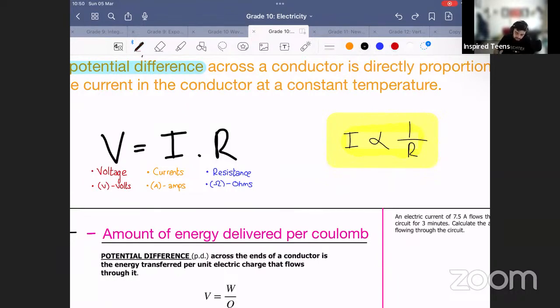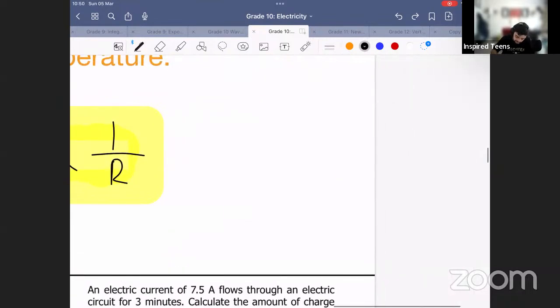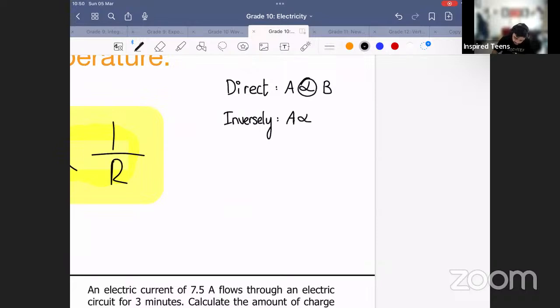I'm not sure if we discussed how to express direct and inverse proportion. For direct, you will say A is directly proportional to B. If you want to say A and B are inversely proportional, you will say that A is directly proportional to 1 over B. You use the same symbol, but instead of B, you say 1 over B. As soon as you say 1 over B, that means inversely proportional.